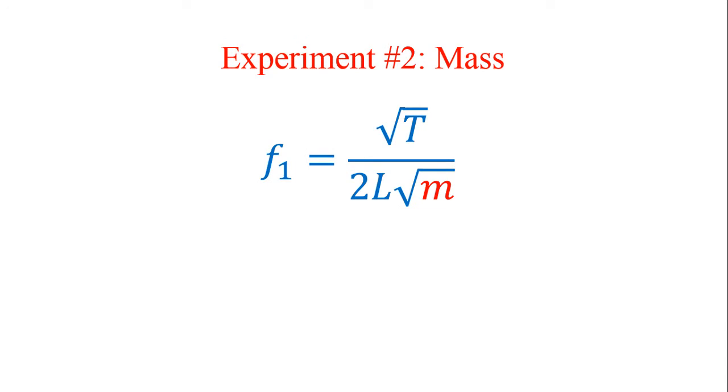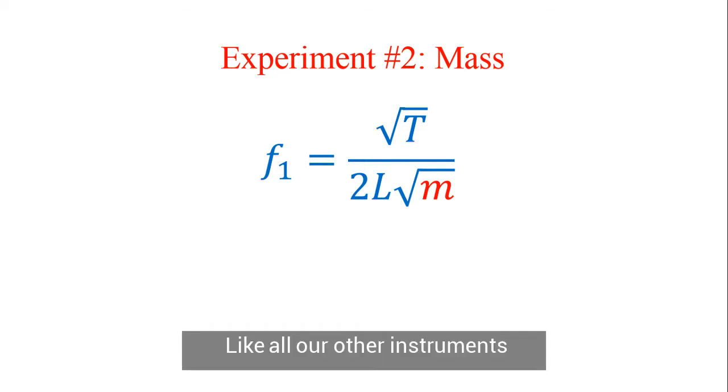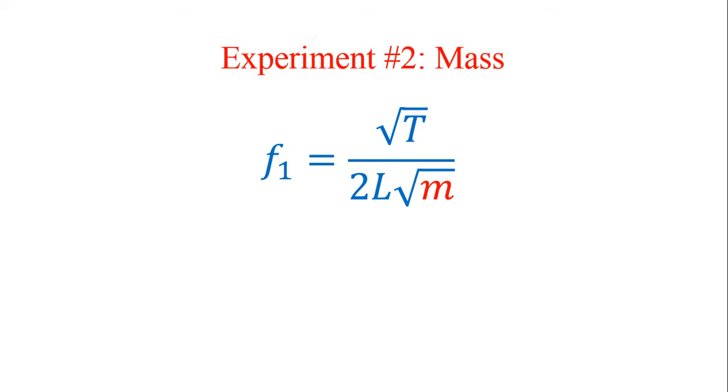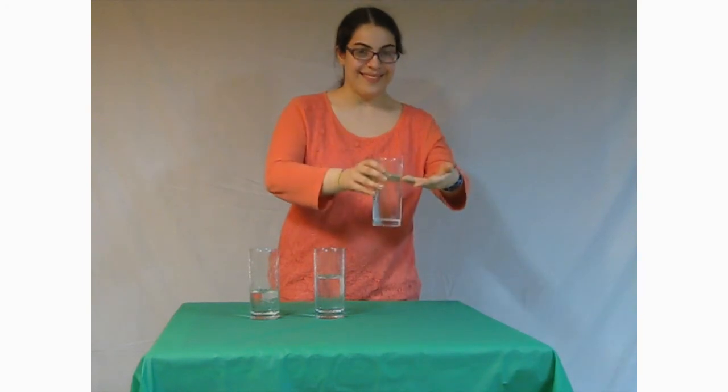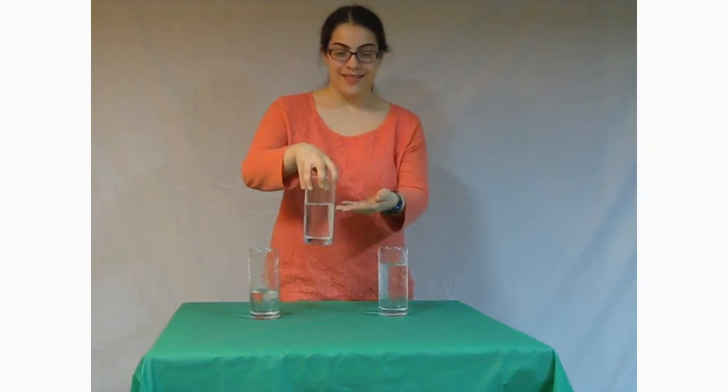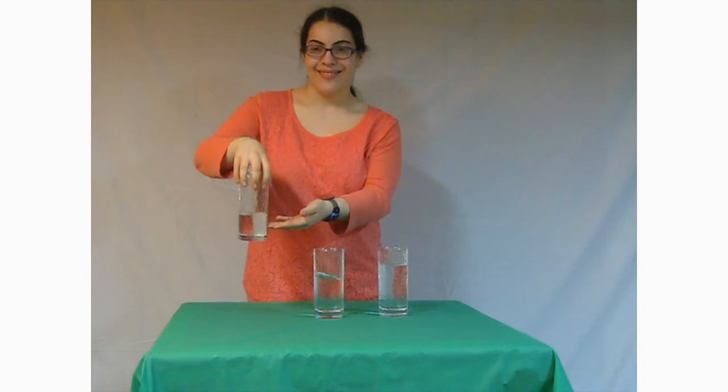In this last experiment, we will be exploring how the mass of an idiophone affects its fundamental frequency. Like all our other instruments, the idiophone used in this experiment will be very simple. All that it consists of are glasses with varying volumes of water. The first glass is completely full, the second glass is 2/3 full, and the third glass is 1/3 full.